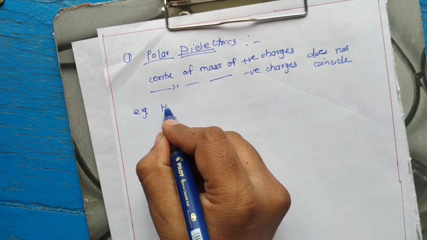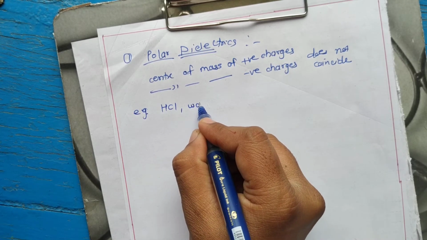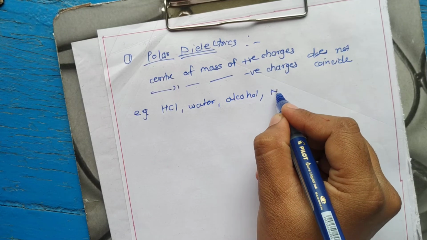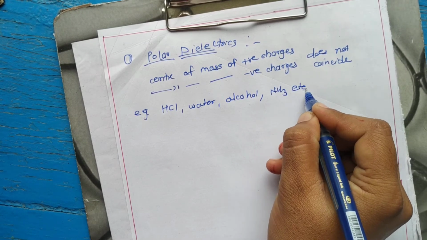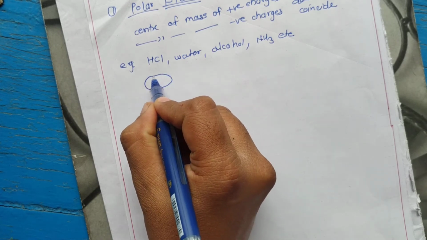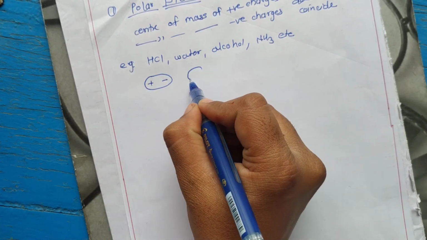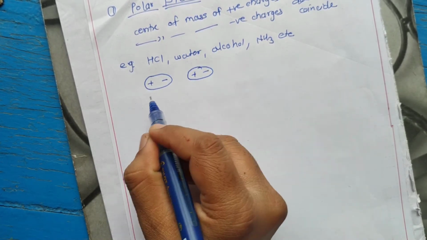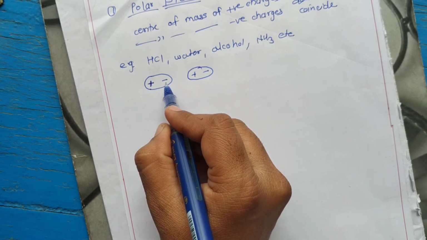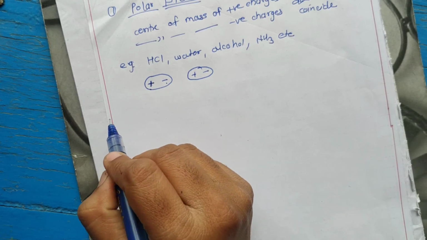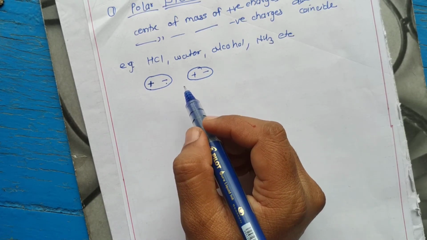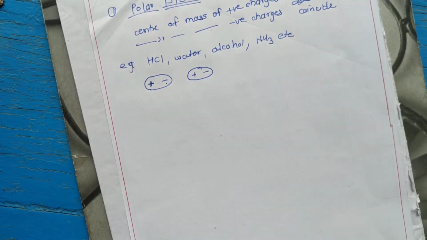Examples for this are HCl, water, alcohol, NH3, ammonia, etc. So positive charge and negative charge are separated in that molecule. That means the center of mass of positive charges and the center of mass of negative charges do not coincide with each other. Such materials are called polar dielectrics or polar molecules.